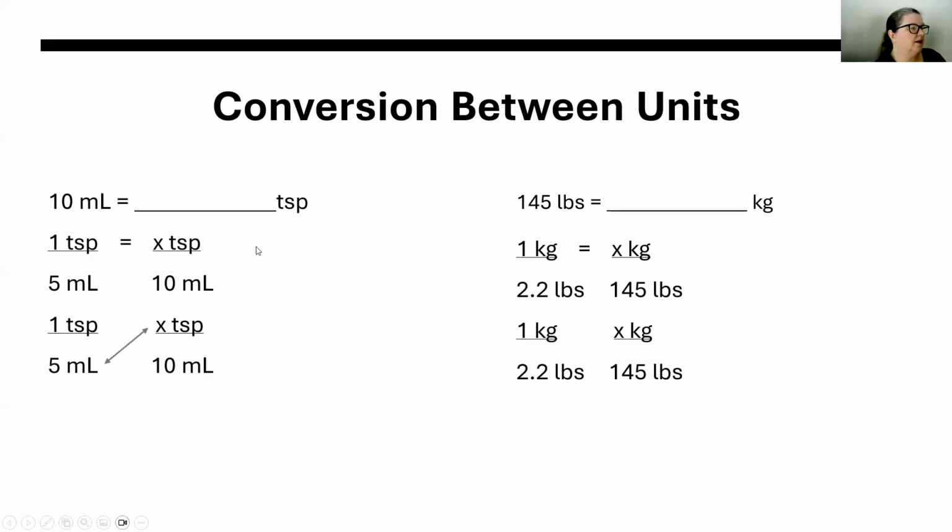Okay. Then what I'm going to do is cross multiply. I'm not going to use the units here, just the numbers. I'm going to take 5 times x, which is 5x. I'm going to take 1 times 10, which is 10. That's going to give me this: 5x equals 10. Because 5 times x is 5x, 1 times 10 is 10.